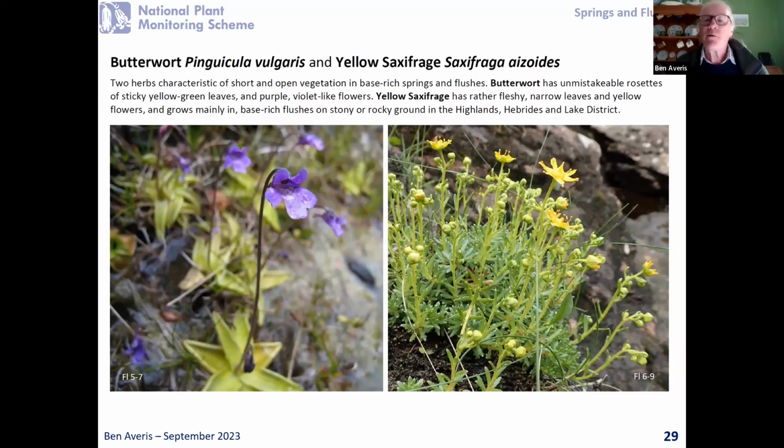And the yellow saxifrage. The yellow saxifrage is a species really of the Scottish Highlands and Hebrides and the Lake District, and locally in the North Pennines as well. I think it grows in the North Pennines, but in springs and flushes that are really base enriched, that yellow-flowered one is a really strong indicator of base enrichment. Leaves are rather fleshy, albeit narrow, so it's an easy one to identify.